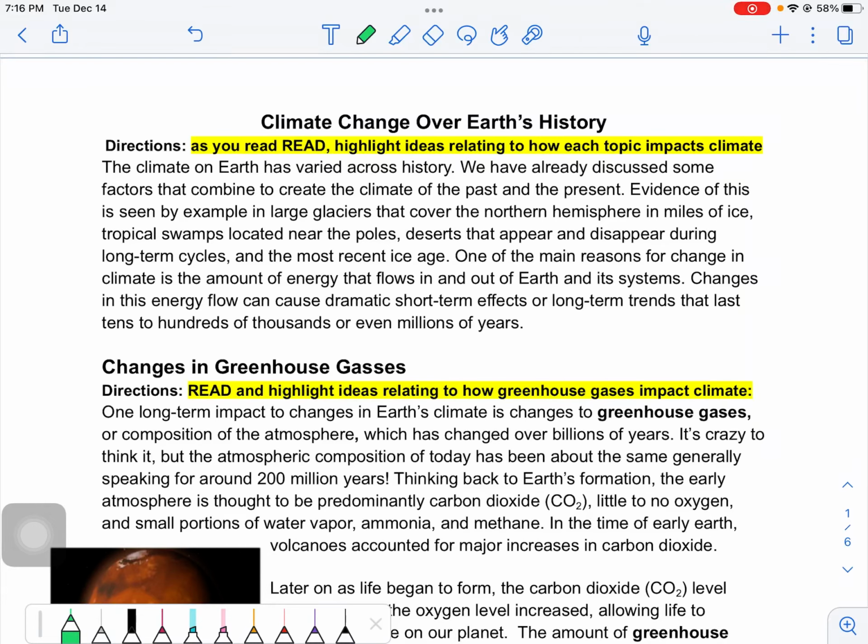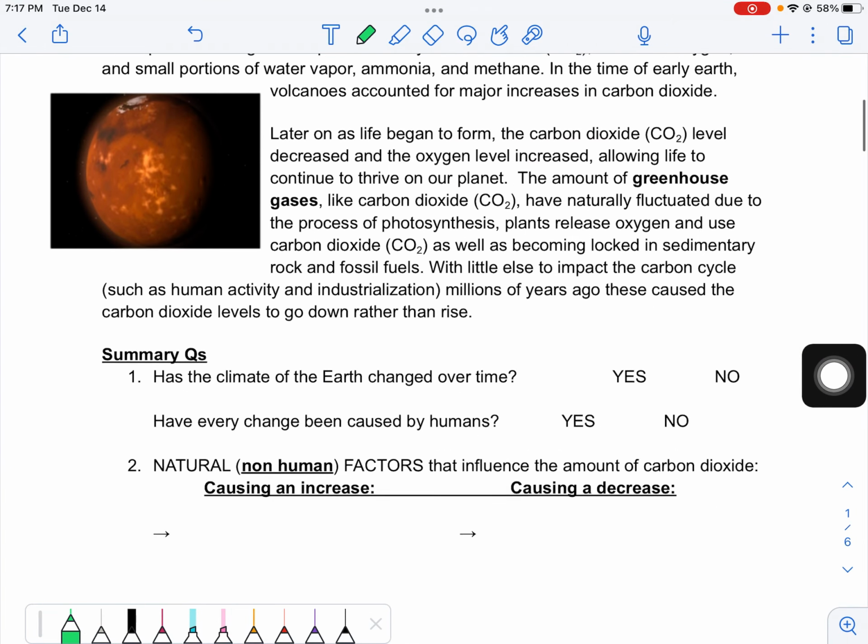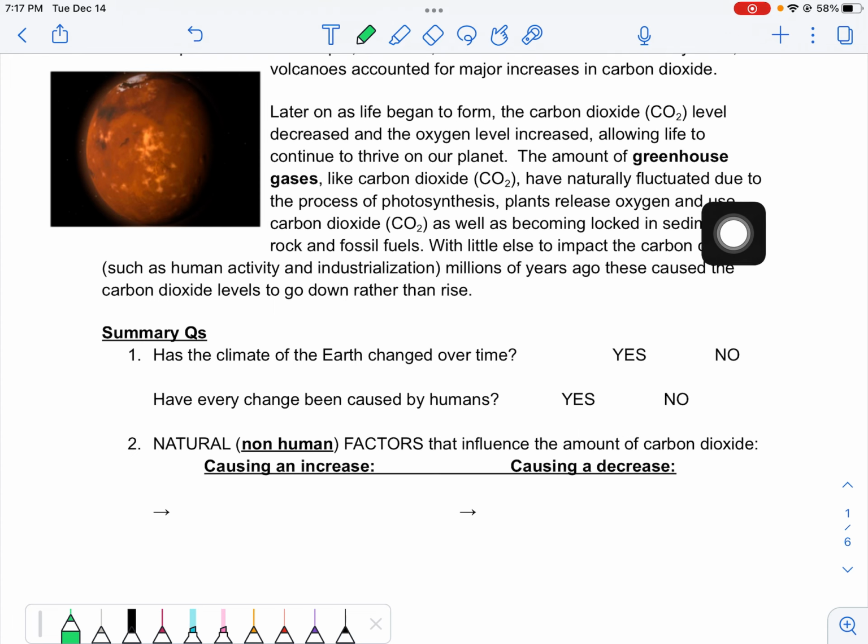So you've already started your climate change over Earth's history explain 1, and you've been reading and highlighting ideas related to climate change, right? So impacting climate. So we're thinking about temperature change. We have 3 things we're focusing on. Our first one here is changes in greenhouse gases. You've read through, and you answered some questions coming right from the reading, okay?